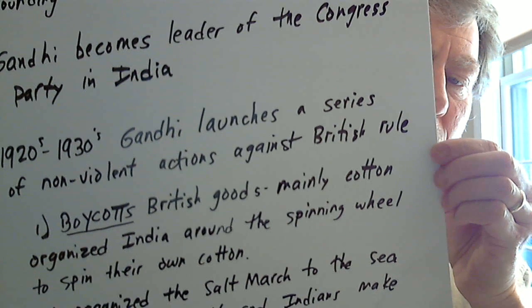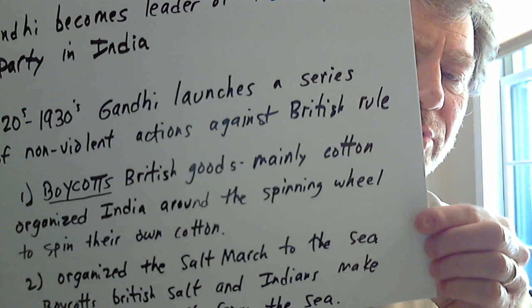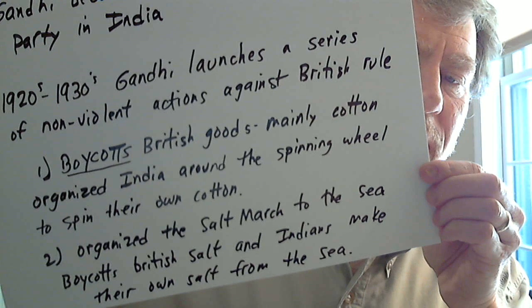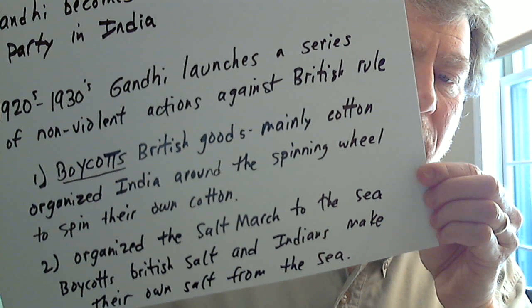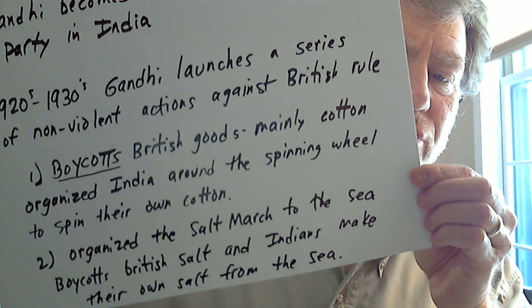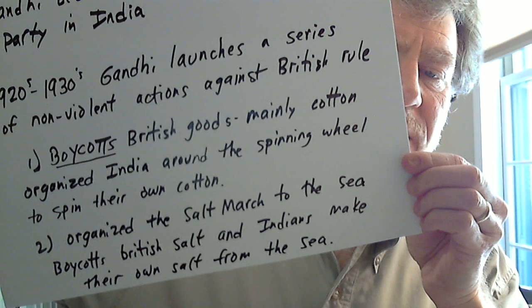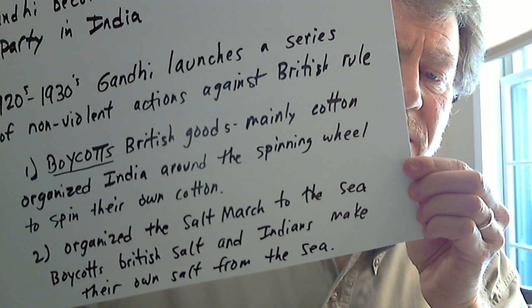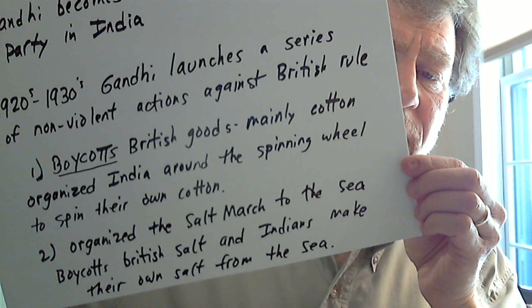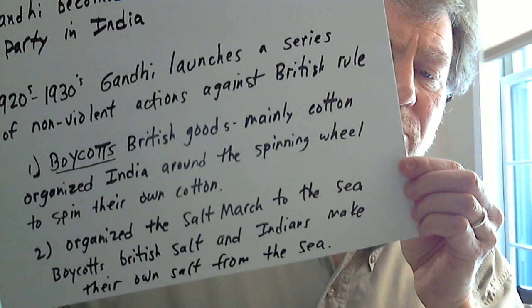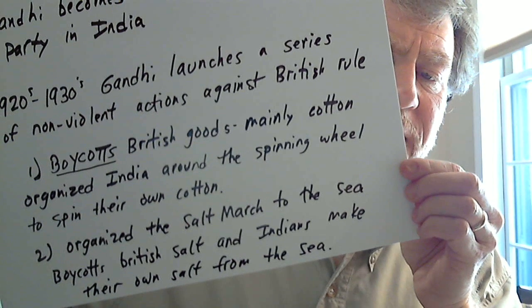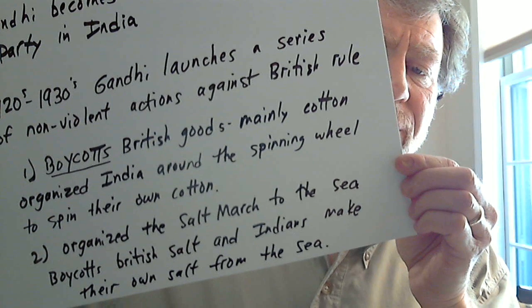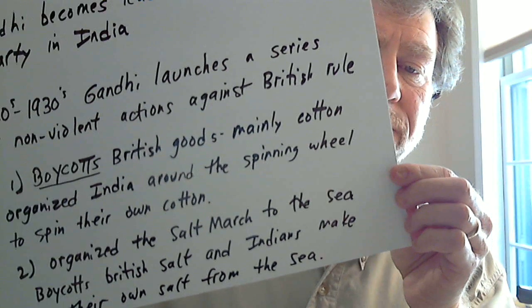One was a boycott of British goods, mainly cotton. He organized India around the spinning wheel so that Indians could spin their own cotton and not have to rely on British cotton. He also organized and led the Great Salt March to the Sea. He organized the boycott on British salt, walked 240 miles, starting out with 78 people through many towns to the sea, so India could make their own salt.